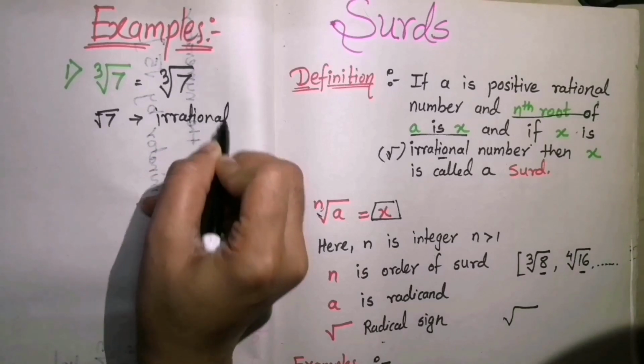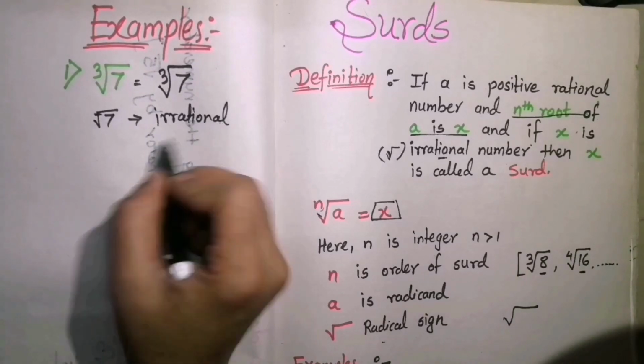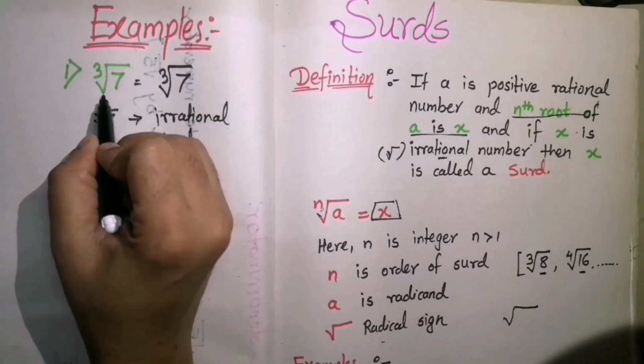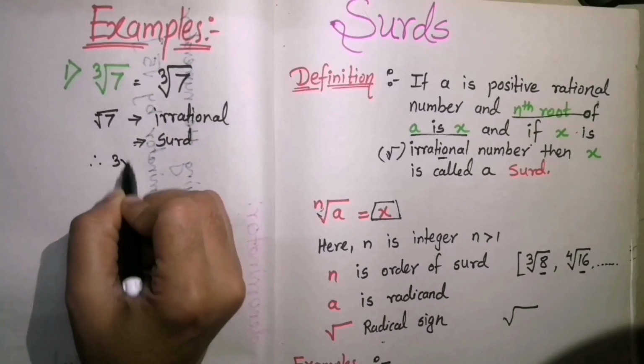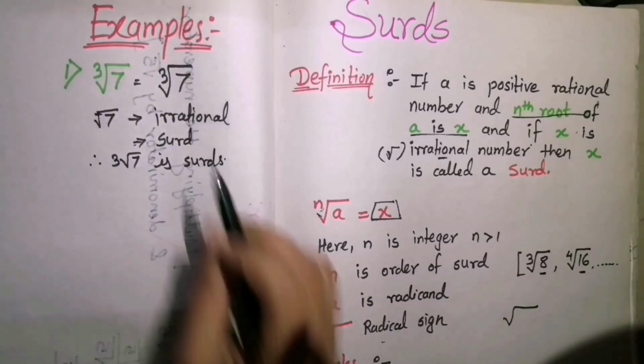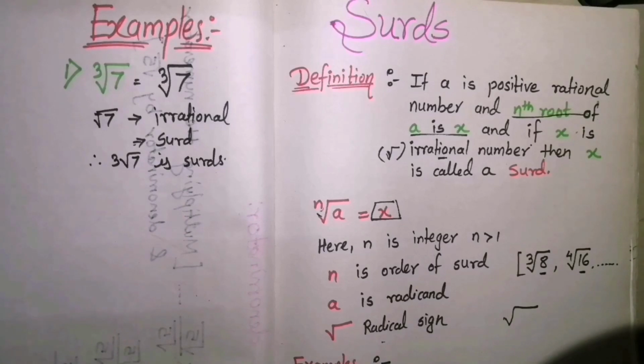Now all of you clear what I am saying? Every irrational number is a surd. Clear? Therefore the cube root of 7 is a surd. Clear? Now we have another example also.